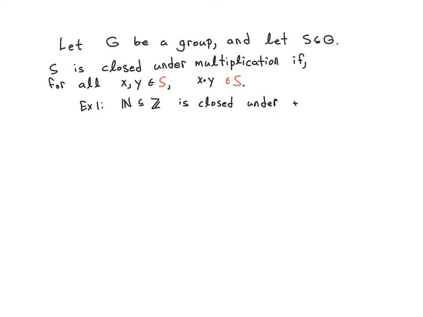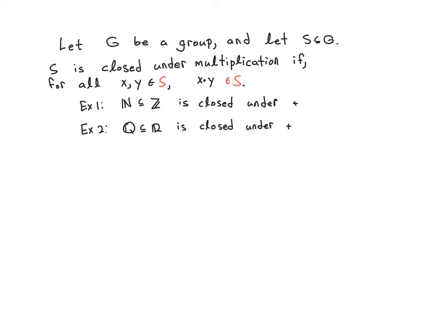So as a first example, the set of natural numbers is a subset of the integers, and it's closed under addition. In other words, if you add two natural numbers, you're going to get a natural number. Well, that seems to make sense. Is it true? Well, yes, because the natural numbers are the integers that are non-negative, and if you add two non-negative numbers, you can't get something that's negative.